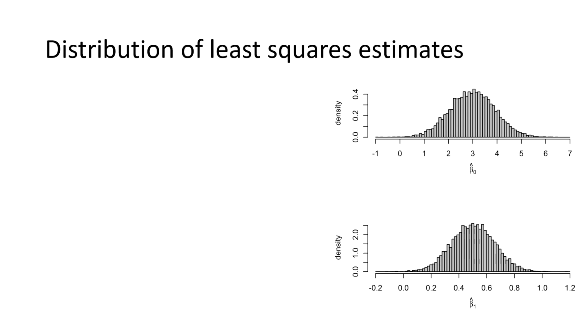This variation can then be visualized by looking at the distributions of the estimated beta 0 and beta 1 values, which are depicted in these two histograms. From these histograms, important properties of least squares estimates can be derived. Let's start by identifying the mean estimated values. As indicated by the red lines, we obtain a value very close to 3 for beta 0 and a value very close to 0.5 for beta 1. So the mean estimates are very close to the true parameter values.